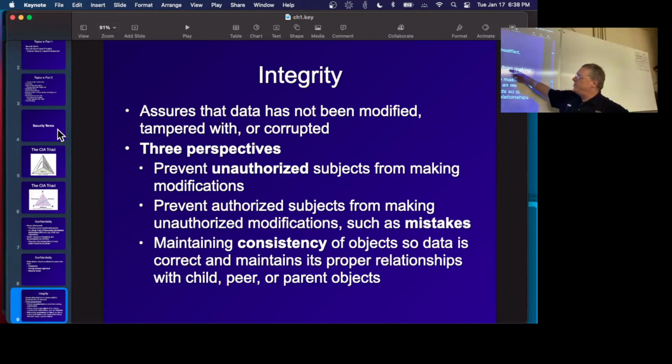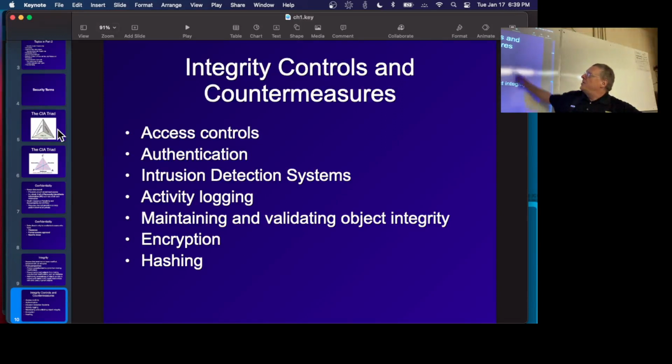This prevents unauthorized people from making modifications, and prevents your authorized people from making inappropriate modifications, such as referential integrity. Referential integrity on databases prevents you from making certain mistakes that are obvious, so you have less corruption in the database, and that's maintaining consistency of the data that's entered. To protect your integrity, the main control is access controls.